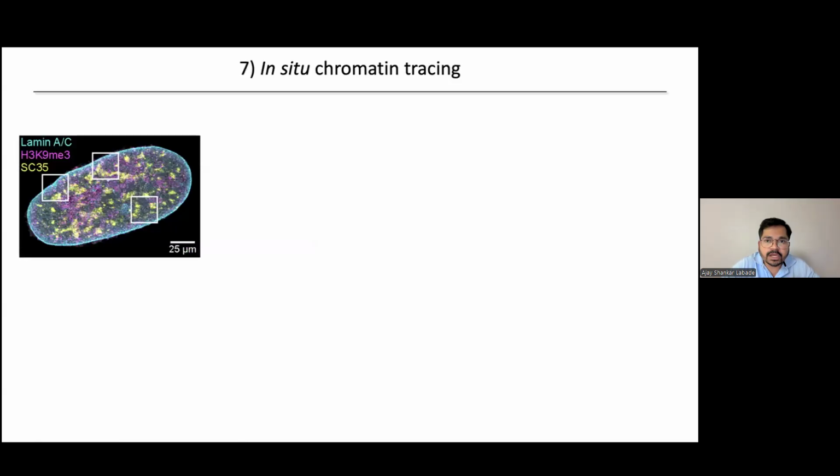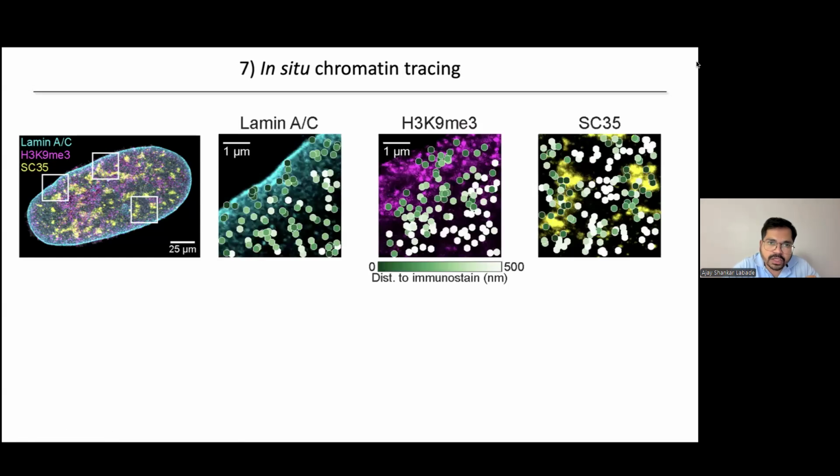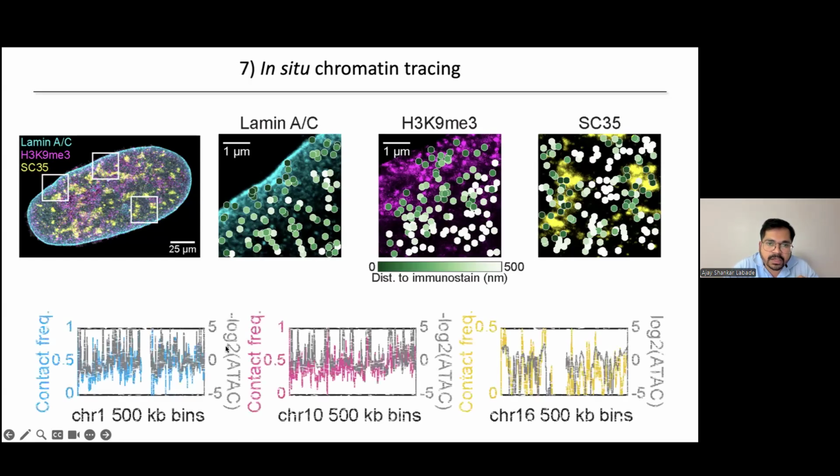And what we can now do is trace the chromatin, the DNA fragment, with its protein. Here, what we are seeing is the distance to lamin in this case, or distance to immunostain. The dark green means it's very close to the immunostain, and the faint green means it is away from it. Now this is basically acting as a ChIP, that is chromatin immunoprecipitation in situ, where we are seeing the DNA fragment associated with its protein.